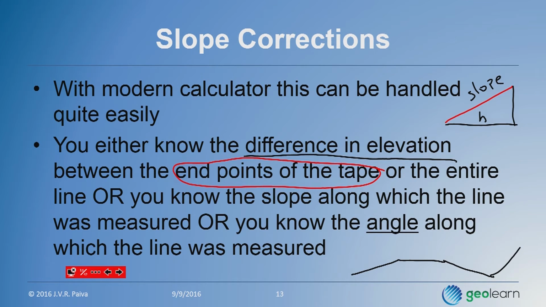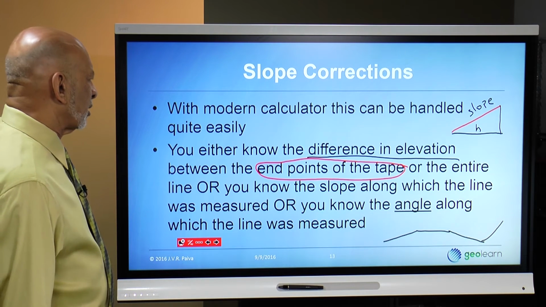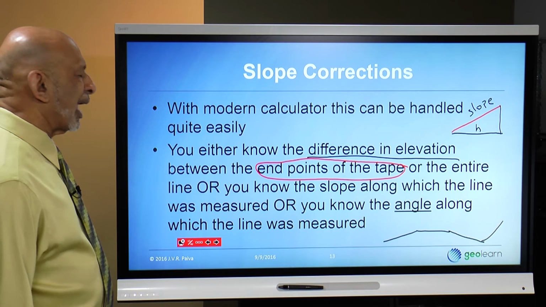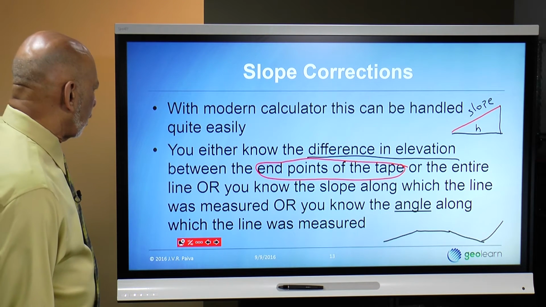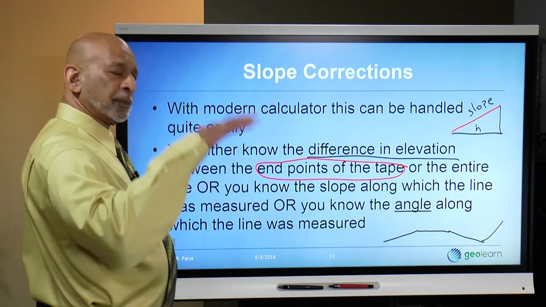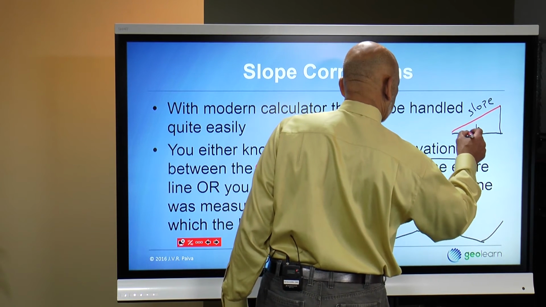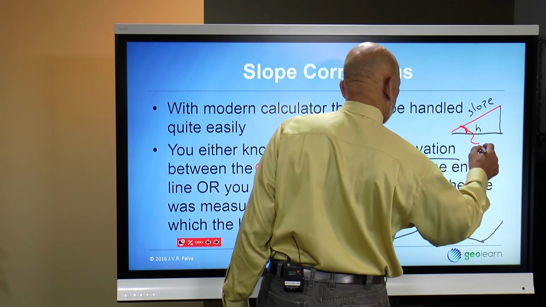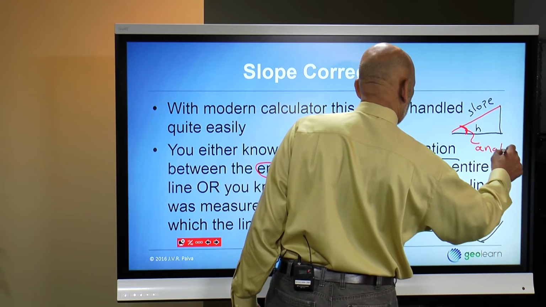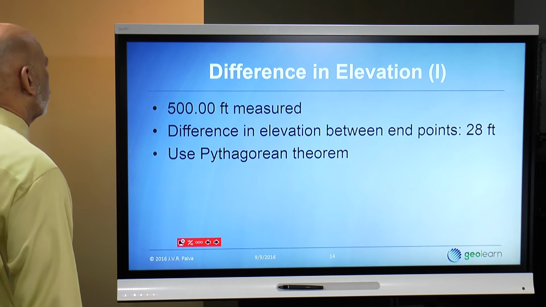Or you might know the slope along which the line was measured. So you know that this particular road has a slope of 1.7%. Or you know the angle along which the line was measured. Angle meaning the angle usually with respect to the horizontal. So that would be this angle here. So let's go through those.